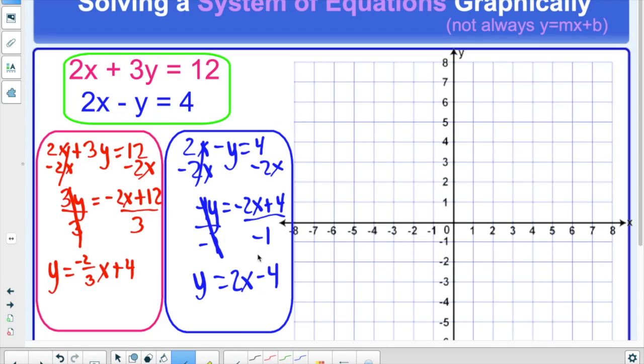So I'm going to graph this one first in blue. So I'm going to start at negative 4, and then it's going to go up 2 over 1, up 2 over 1, and so on. I'm going to draw my line.